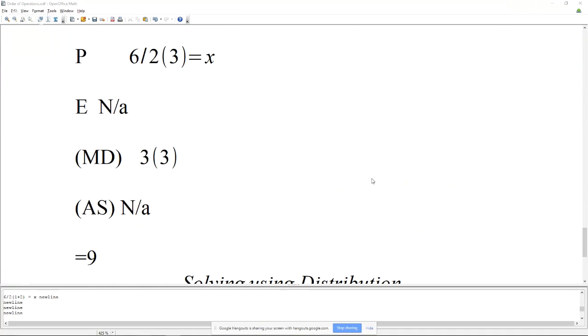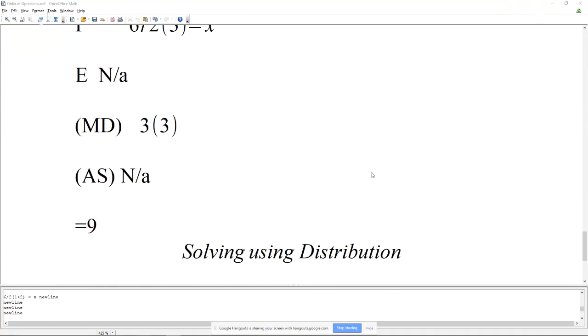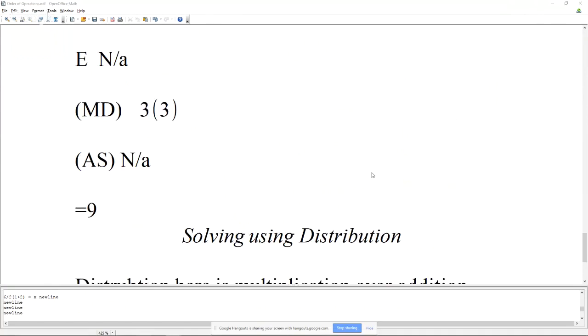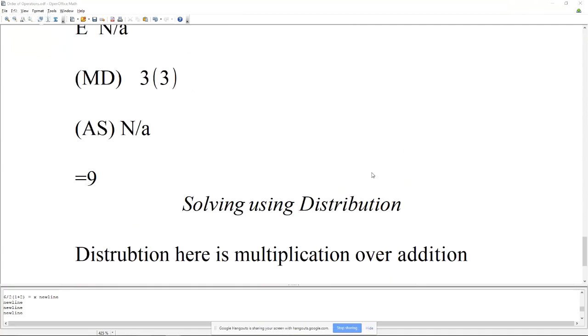Okay, so some people say, well, how about if you use distribution? Okay, well, let's try distribution. If you guys remember, distribution is distributing something over something. In this case, I'm distributing.